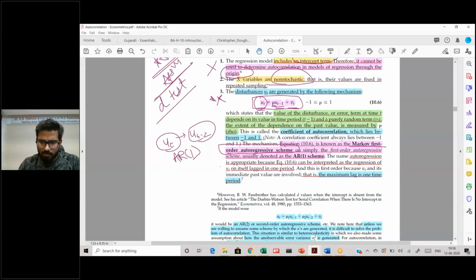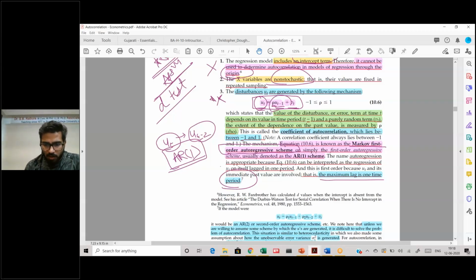So the AR1 scheme is the first order autoregressive scheme. In the first order autoregressive scheme, your errors are regressed only on the previous period error term and not any further. So the maximum lag is 1 period. That is why it is called AR1. Now your question can be, why can't we have second order autocorrelation? Yes, you can have, but the treatment is a little different. The test is a little different. The test is the H test.